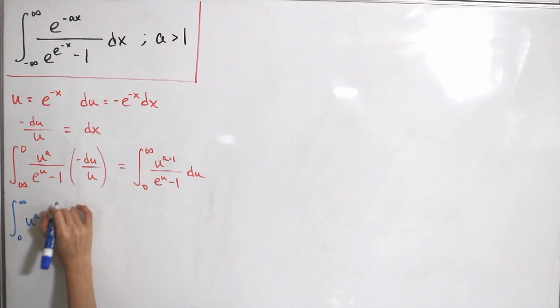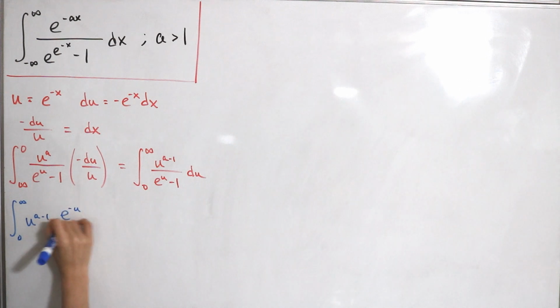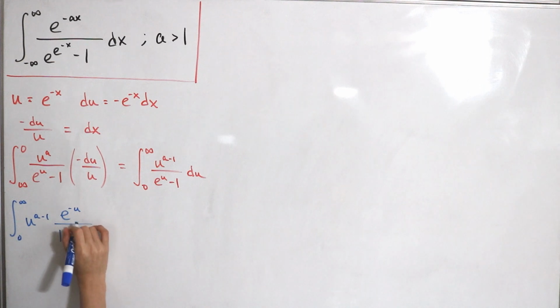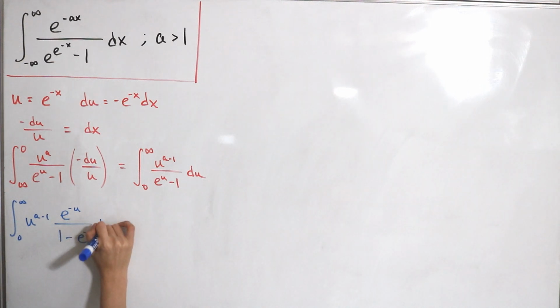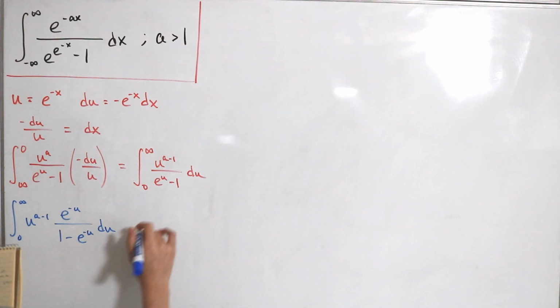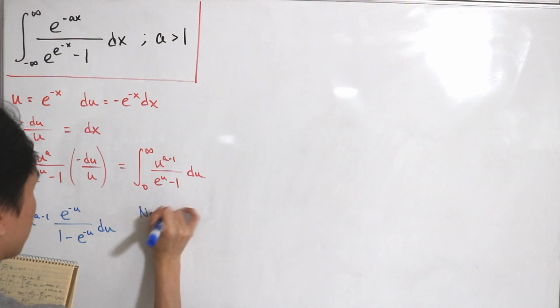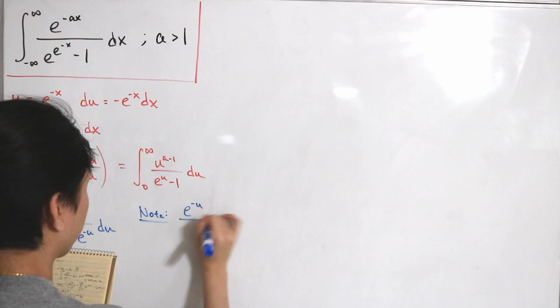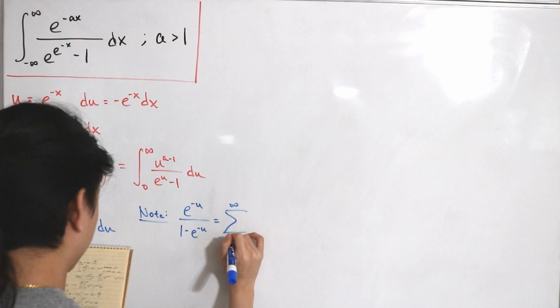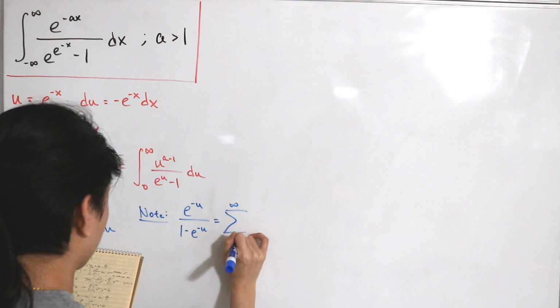If I multiply e to the negative u to the top, that stays like this, and then doing that to the bottom, this becomes a 1, and then we subtract e to the negative u, du. Interestingly, this is actually in the form of a geometric series. And what does that come down to? Let me put that note to the side: e to the negative u divided by 1 minus e to the negative u is going to equal this infinite sum from n equals 1.